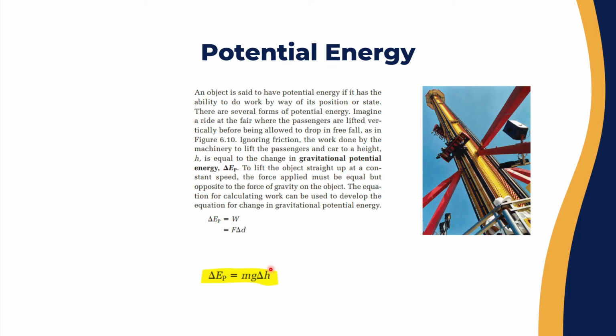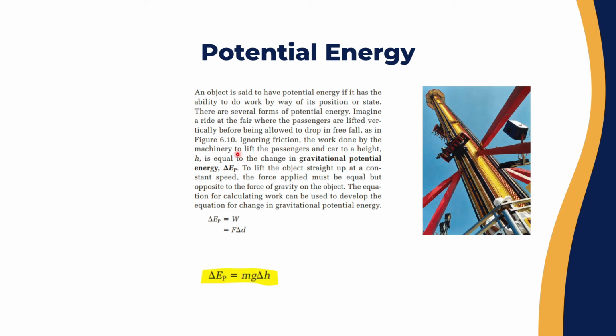An object is considered to have potential energy if it has the ability to do work by way of its position or state. There are many forms and types of potential energy. If you want an example, we have a ride at the fair where the passengers are lifted vertically before being allowed to drop in free fall. As you can see, they are being lifted vertically, then they will drop in free fall. Ignore the friction in this case.